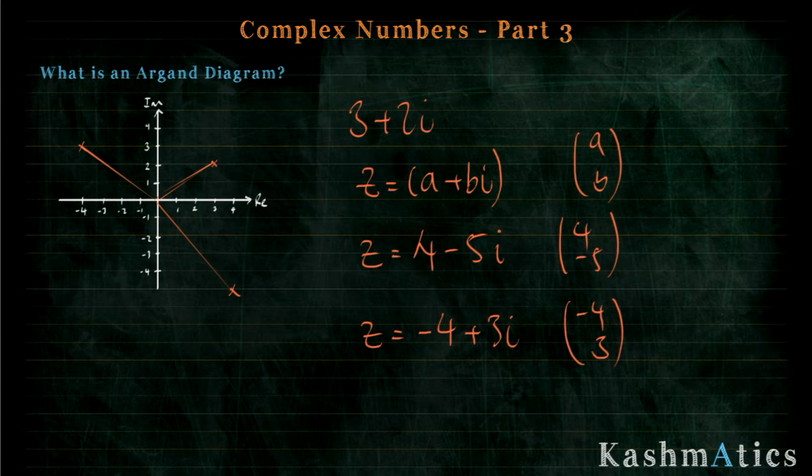So it's quite straightforward. It's exactly like you'd plot coordinates. And the good thing about it is you can actually use some coordinate geometry to solve some of the problems that we'll encounter with complex numbers. So that's what an Argand diagram is. It's really basic. It's just like coordinates.